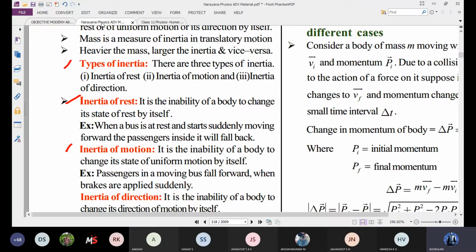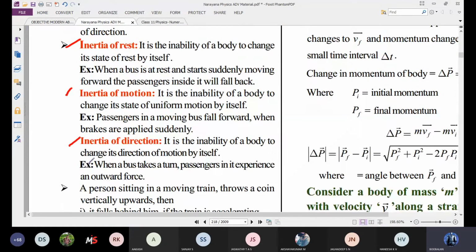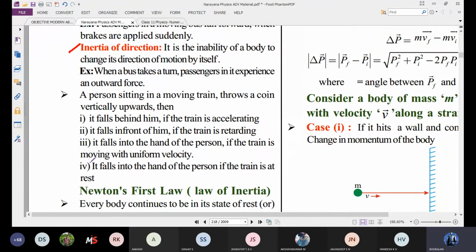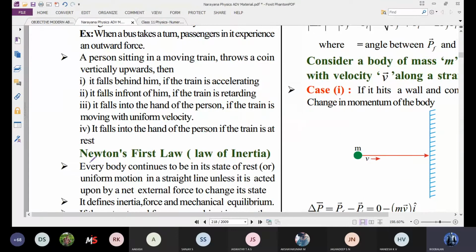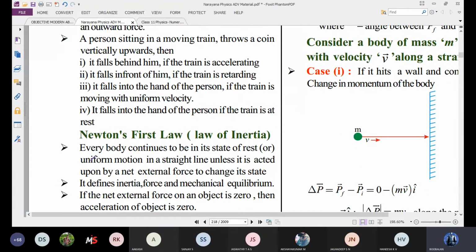Okay. So next one, inertia of direction with the example. Next, state Newton's first law. Maximum they are asking 1 mark question or 2 mark question also. 3 mark question means Newton's laws of motion. So Newton's first law, second law, and the third law. All 3 you want to copy.